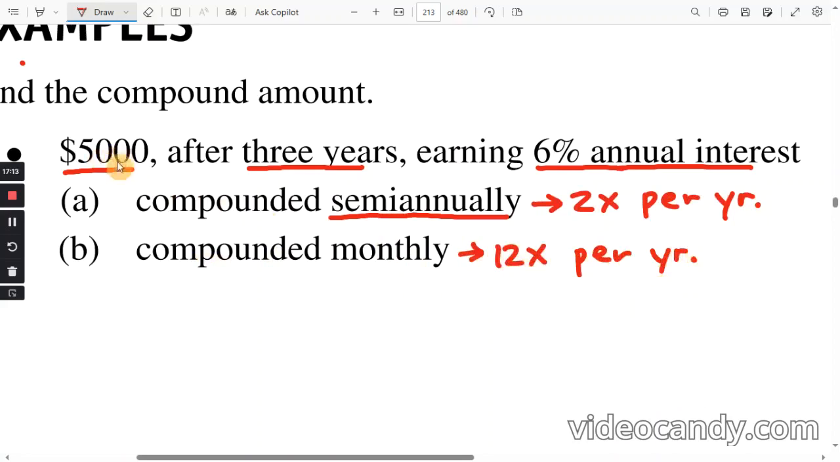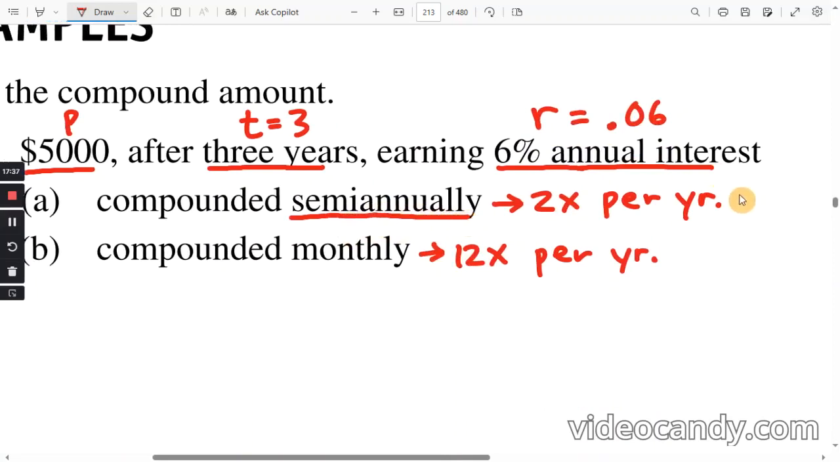So the principal amount is the initial amount invested. So clearly the P is $5,000. The time T is the number of years. That's 3. 6% we said was annual interest, which we said was R, and 6% is 0.06. And if something occurs twice per year, the number of periods N equals 2. If something occurs monthly, or 12 times per year, the number of periods N is going to equal 12.